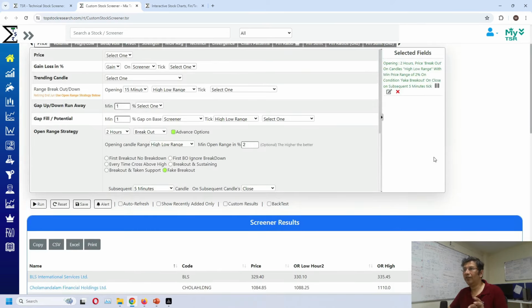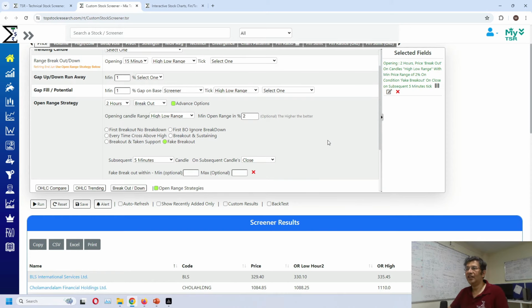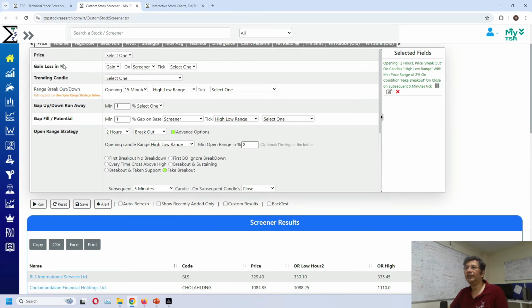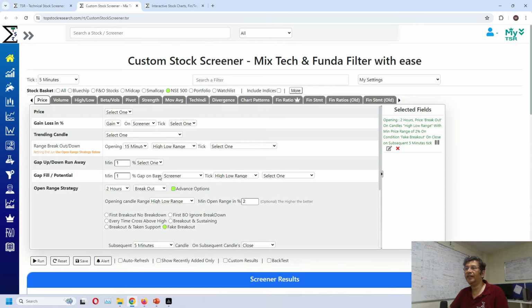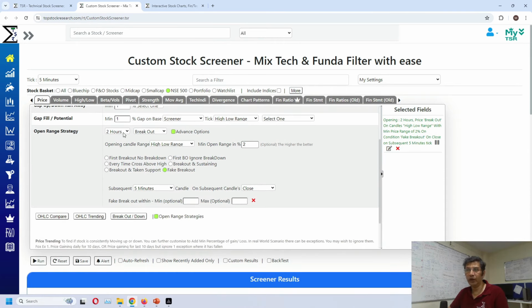I'll repeat what we have seen so far in breakout: first breakout, ignore breakdowns. Every time it crosses above the open range, breakout and sustaining, breakout and taken support, and fake breakout. Similarly, the same scenario goes for breakdown, right? So in open range strategy, in your case what you are using is 15, or in this case, we are using 2 hours open range, right?